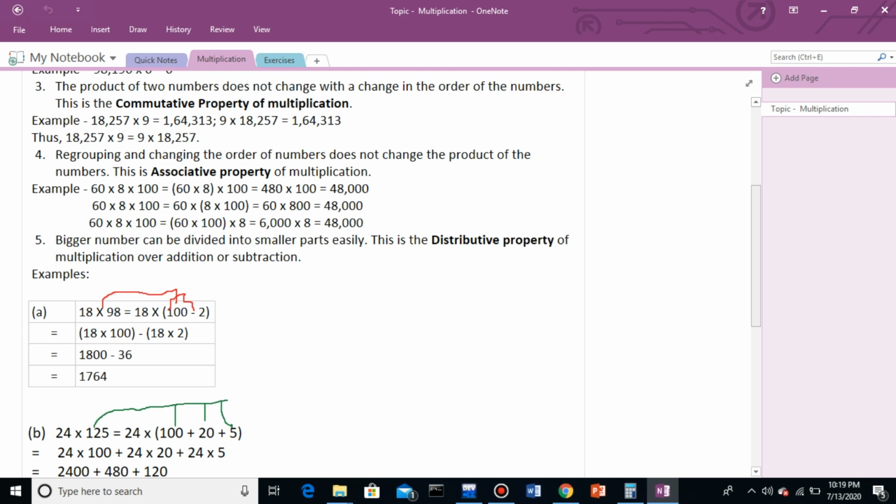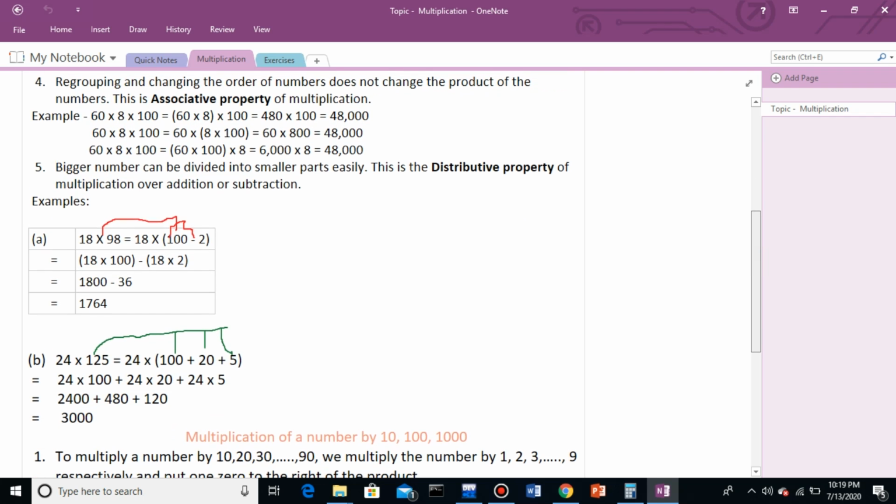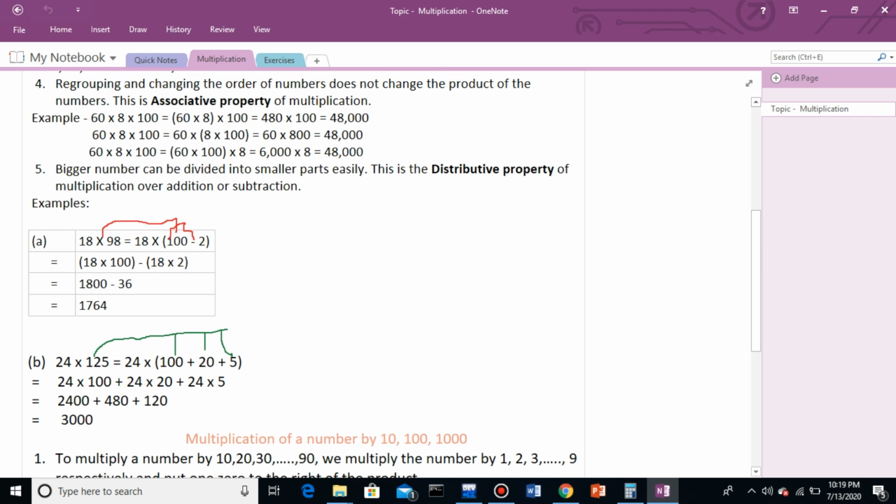So fifth, what is the fifth? A bigger number can be divided into smaller parts easily. This is the distributive property of multiplication over addition or subtraction. Now what is that? Some big numbers are there. If we take an example, I have created an example, 18 into 98. So 18 into 98 is equal to 18 into under bracket 100 minus 2.